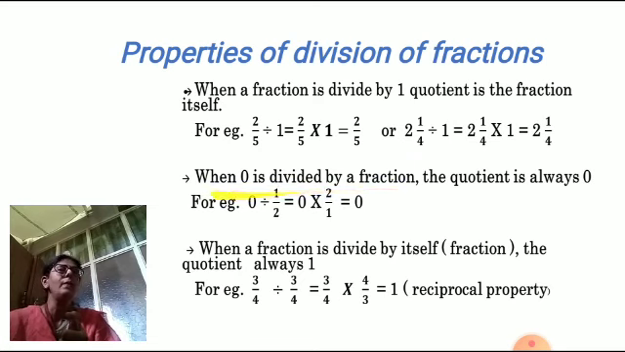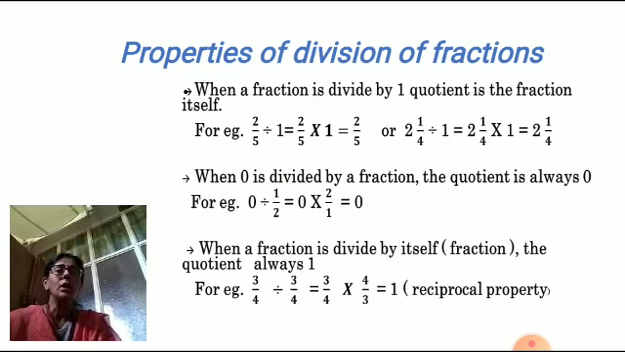When 0 is divided by any fraction, our quotient, that means our answer, will always be 0. Understand, children? Whenever you divide 0 by any fractional number, your answer will be 0. For example, 0 divided by 1 upon 2. So 0 multiply by 2 upon 1 is equal to 0. So this you have to always keep in mind. Whenever you divide 0 by any number, your quotient, meaning your answer, will always be 0.